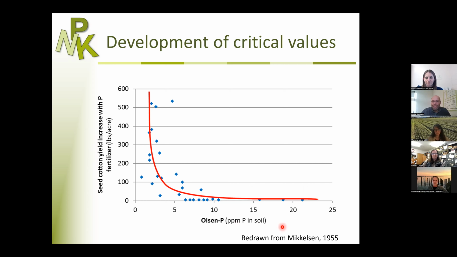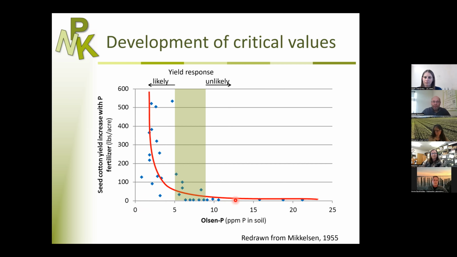Olsen P, or phosphorus availability, which is here on the horizontal axis. In each field, they then had an area where they applied phosphorus fertilizer, and an area where they did not apply fertilizer. And they calculated how much the cotton yield increased when fertilizer was applied. What they found is that if phosphorus is very low, below 5 ppm in the soil, then it was very likely that the crops will respond to a fertilizer application. On the other hand, when Olsen P was higher than 10, a response was very unlikely.